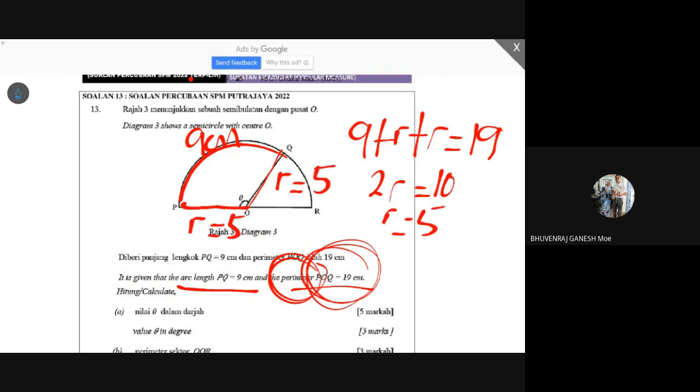R is 5. Okay, guys, can you calculate the theta over here now? Remember, degree mode. Jangan bagi dalam radian. Yang lain juga cuba. Others also try to do. What answer you will get?